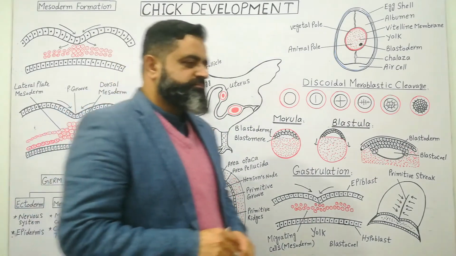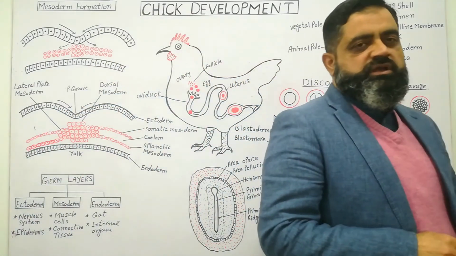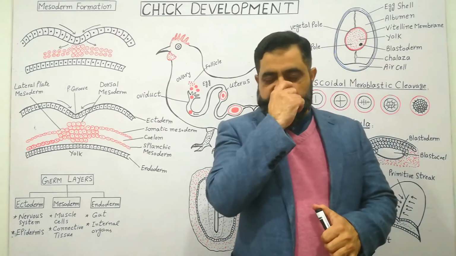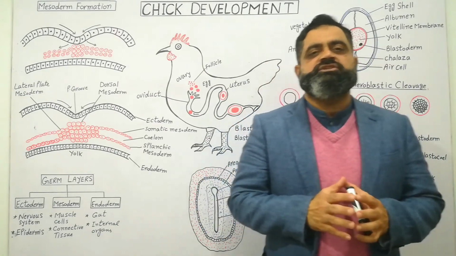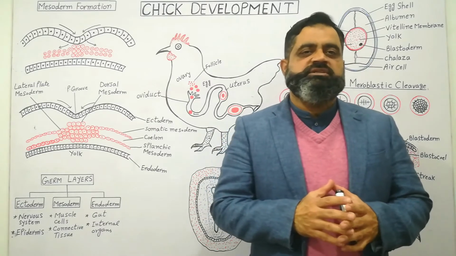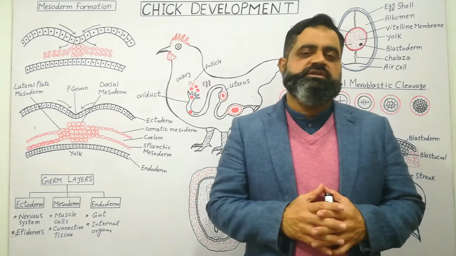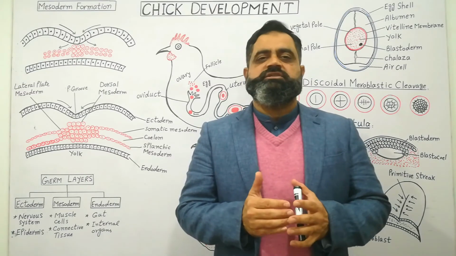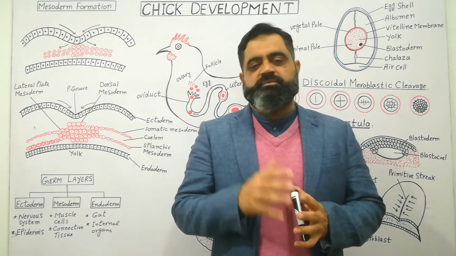After blastula, the next stage is known as gastrula. Gastrula is a very important stage during the process of development of the chick. In this stage, rearrangement of cells takes place and different germinal layers are produced, like epiblast and hypoblast, and then these layers change into ectoderm, endoderm and mesoderm.